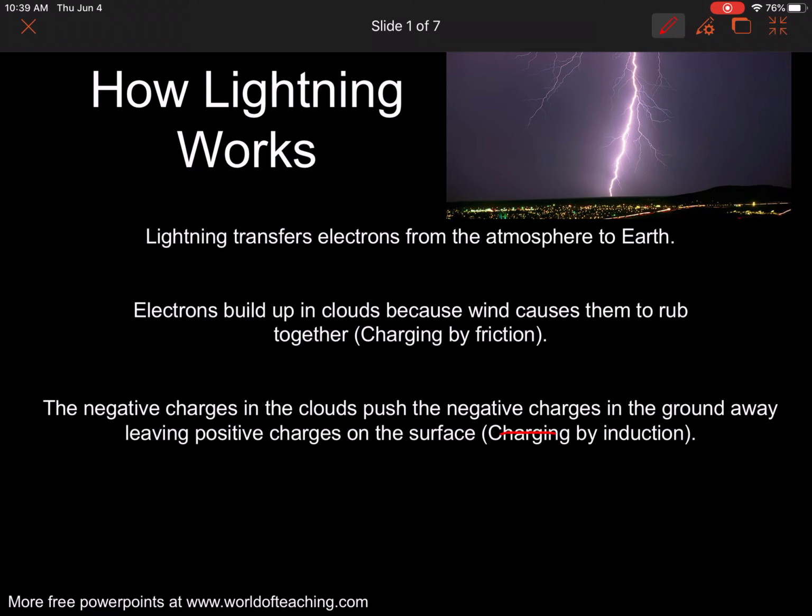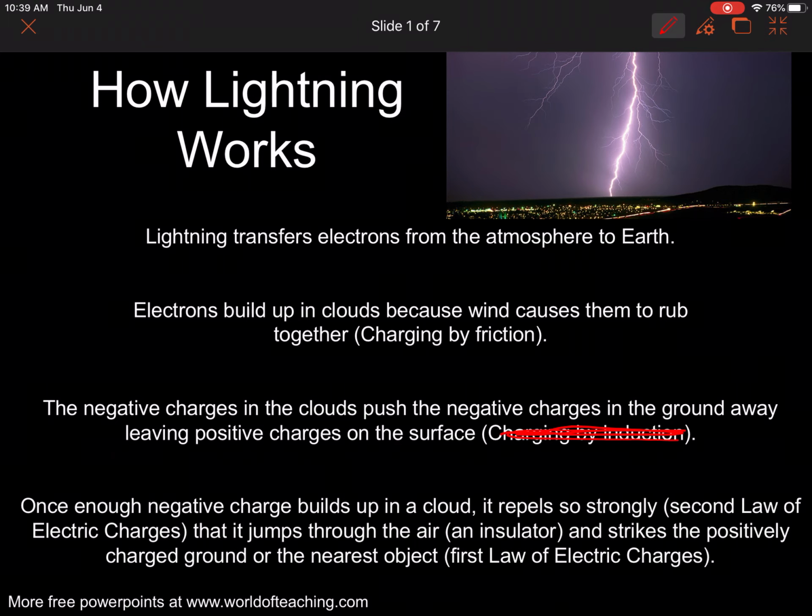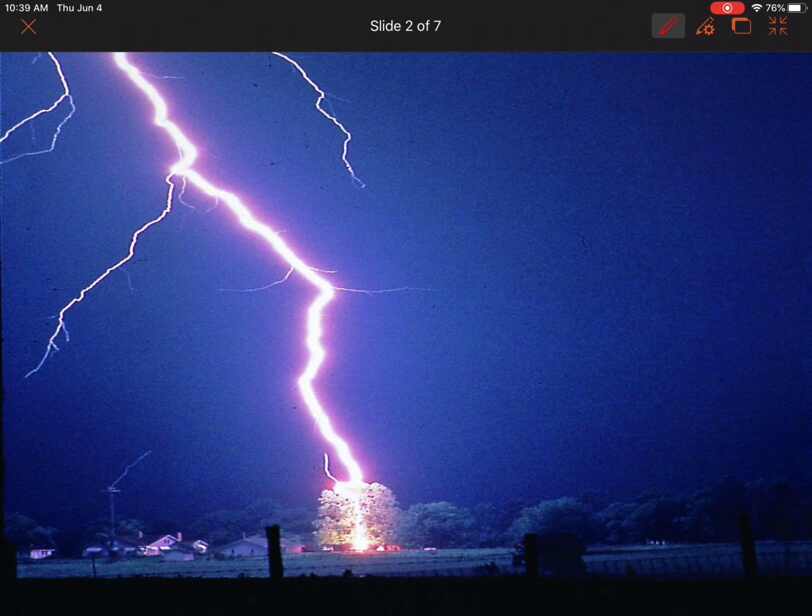Charging by induction, we're not going to worry about that part. And then once enough negative charges build up in a cloud, it repels so strongly that it jumps through the air. The air is an insulator, and it strikes the positively charged ground or the nearest object, the highest object. We're going to talk more about that in a minute.